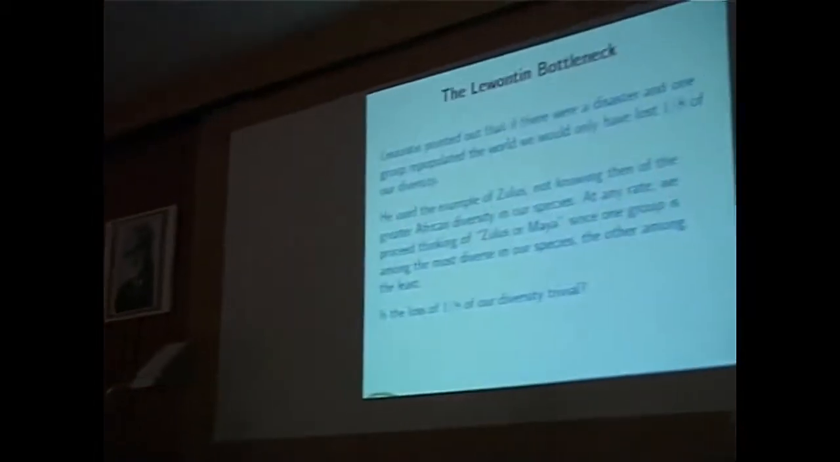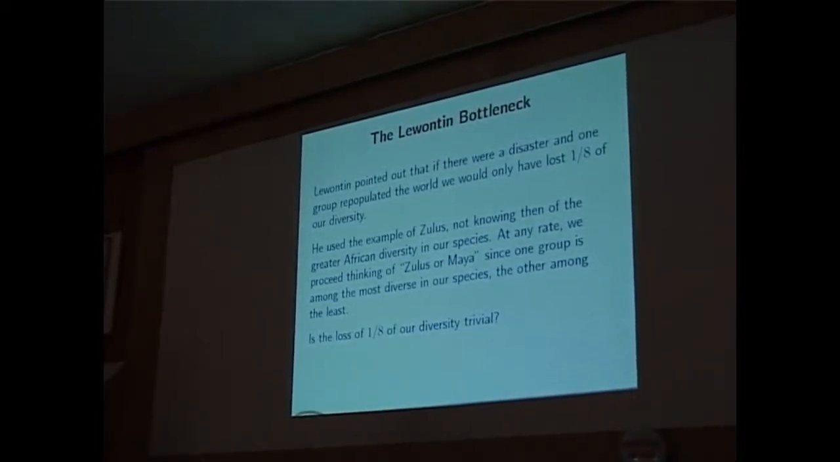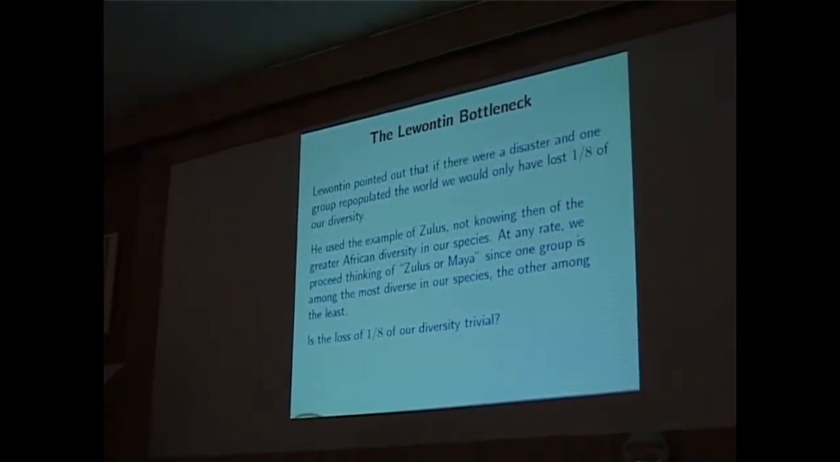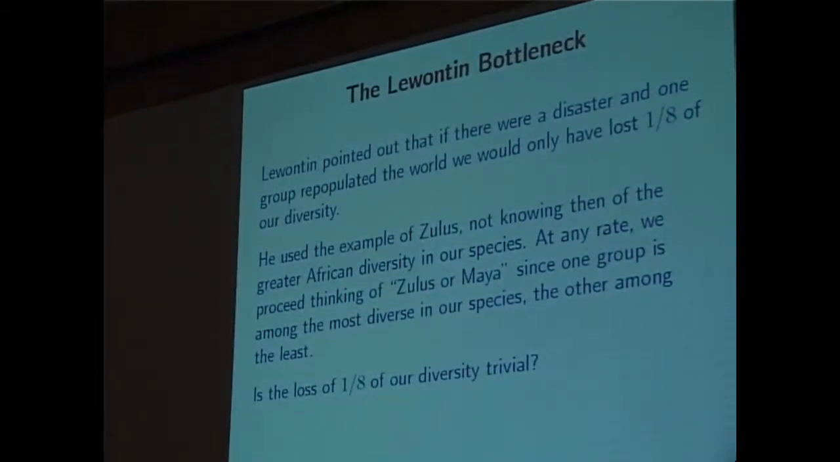Lewontin pointed out that if there were a disaster and one group repopulated the world, we would only have lost 1/8 of our diversity as a species. He used the example of Zulus. This was a bad example, but no one knew in 1972 that African diversity is much higher than diversity in other populations. He could have said Maya. Amerindian diversity is lowest. There's a diversity cline away from Africa, which I'll show you in a moment. But if he'd said Zulu or Maya, then we'd have no argument.